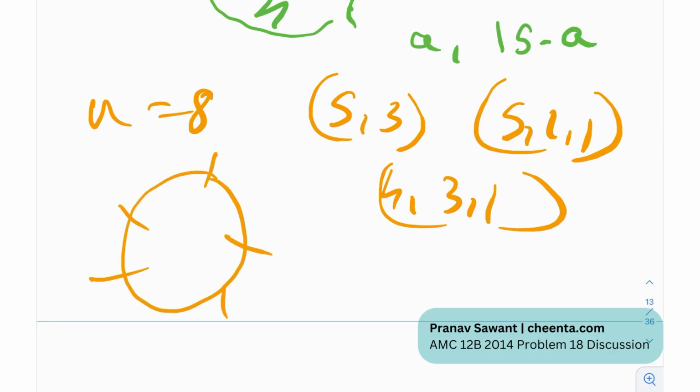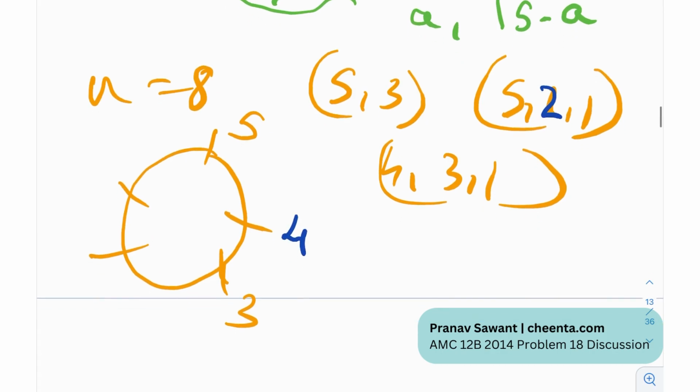So I can put 5 over here. I can put 3, again, any over here. 5 and 3 cannot be together. Now what else can we do? Let's see. So 5, 2 and 1, and 4, 3 and 1. Well, 4 can come over here, let's say.